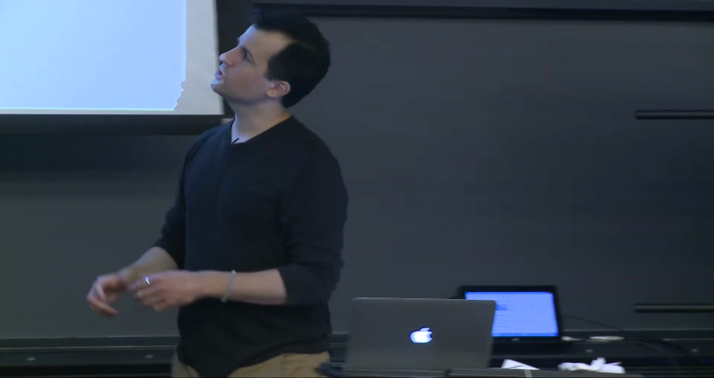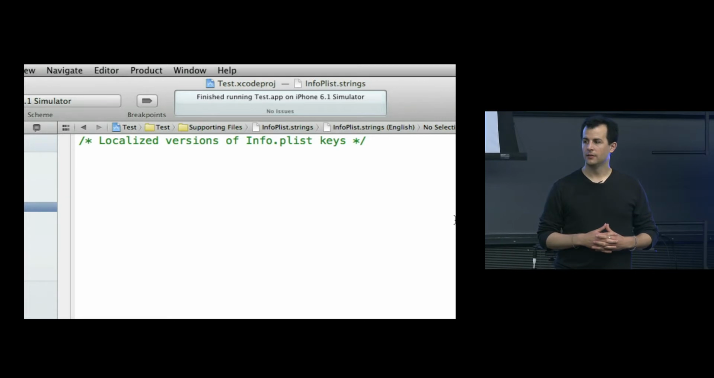If we go back to the directory structure over here, InfoPlist.strings. So we'll come back to this perhaps in the future, but this makes it easy for us to localize our application. What does that mean? Translating to other languages?